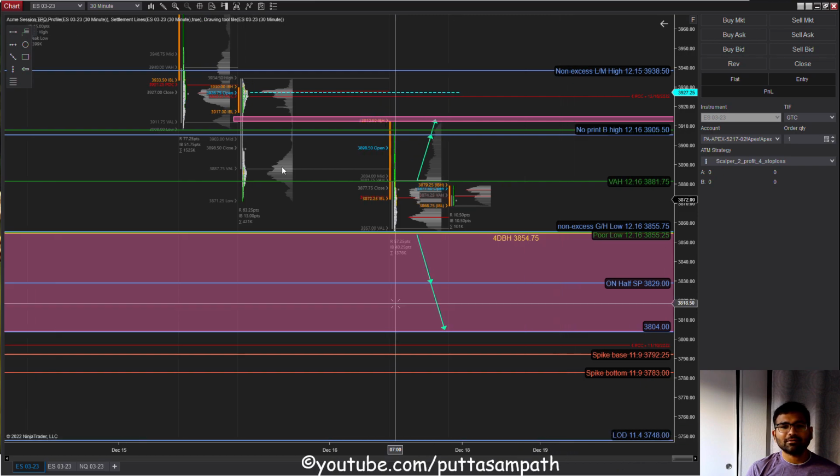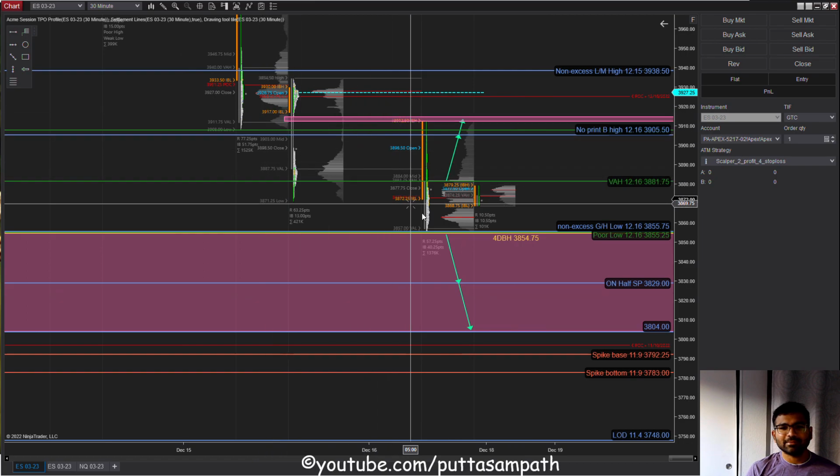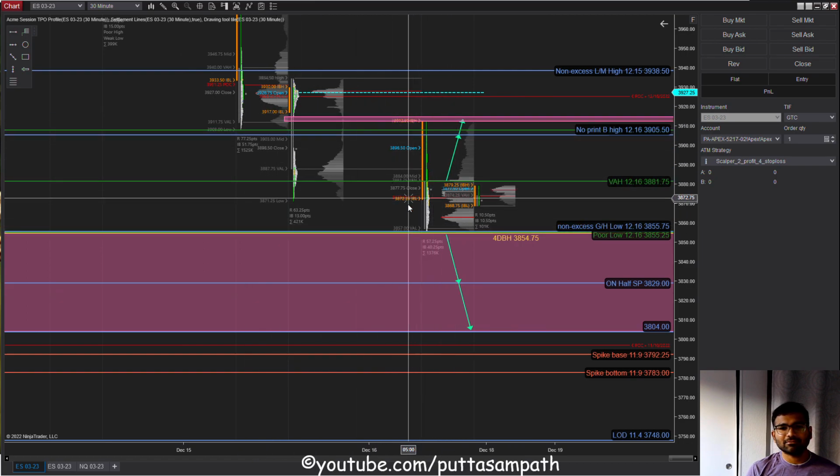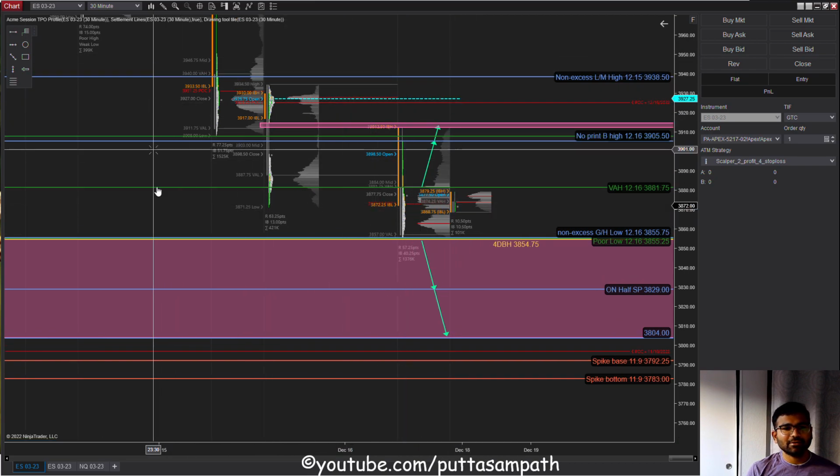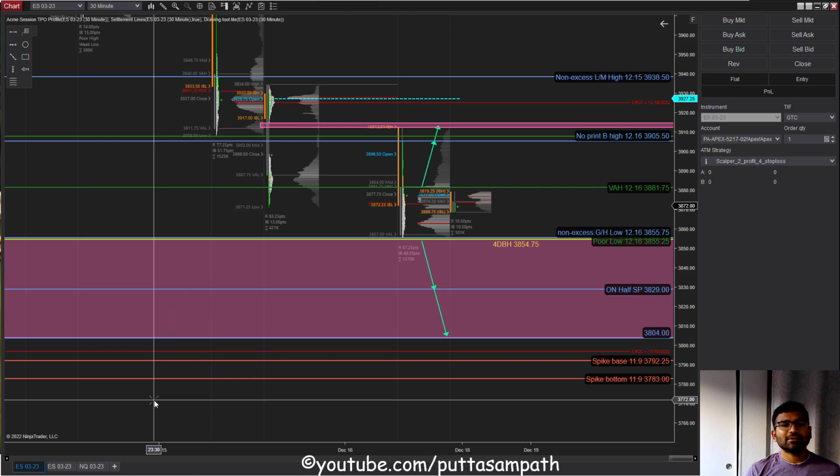The trend on market profile is bearish because we closed on Friday below Thursday's low. So the trend is bearish on the daily time frame in market profile. Let's jump to the candlestick analysis.